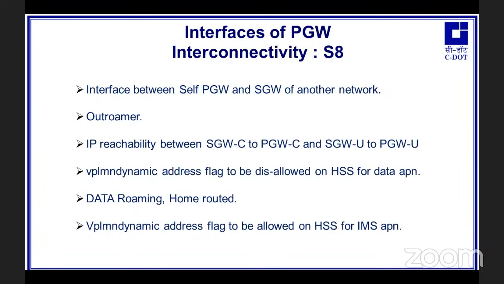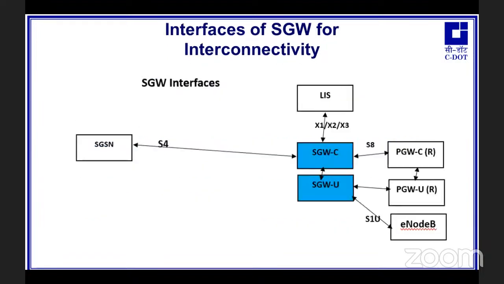So these are the same thing that I have discussed. Basically, the S8 interface, the roaming scenario. The thumb rule is that for roaming, data is home routed, and VoLTE is local breakout. So this is data roaming, home routed. It is written here only.